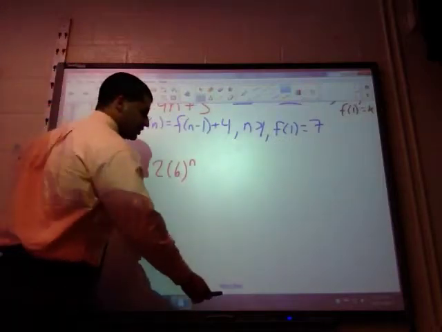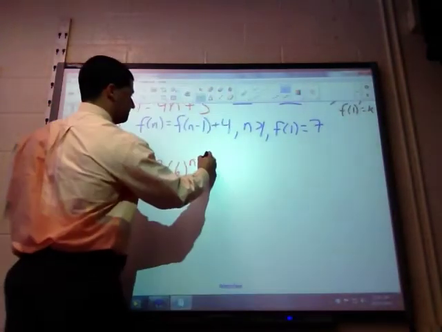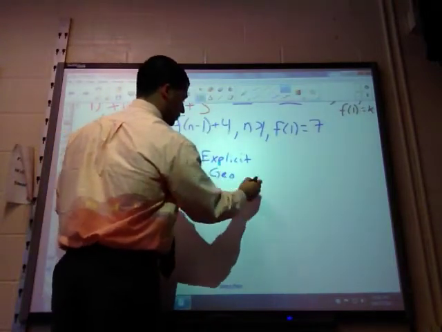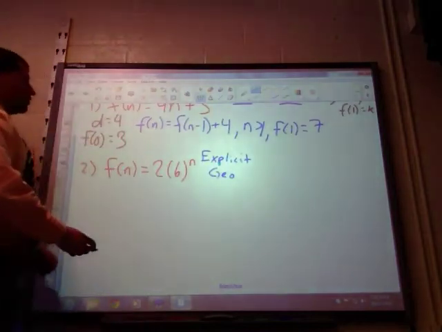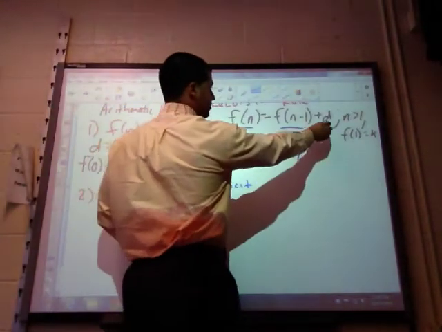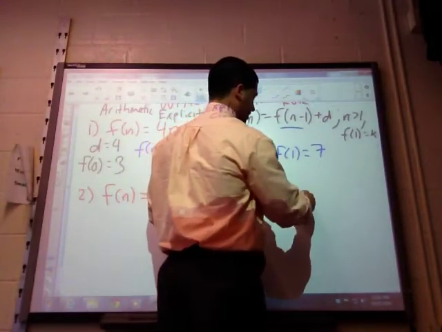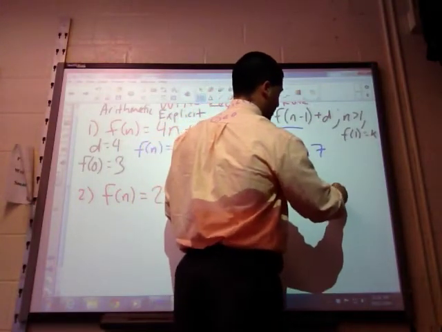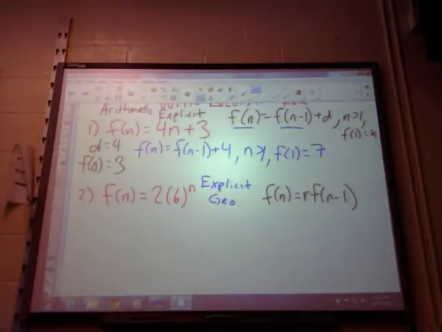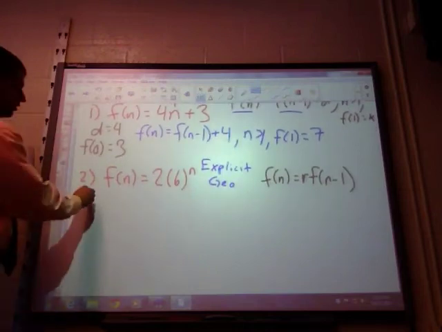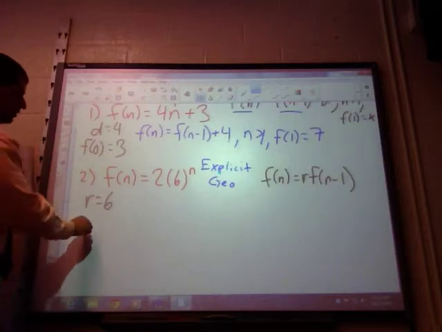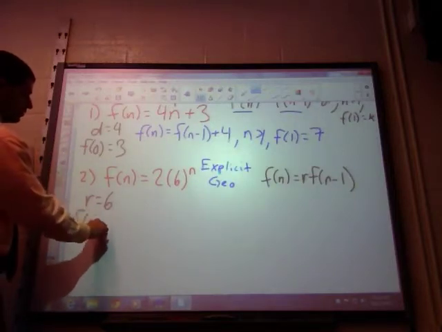So problem 2 is an explicit geometric. So we need to turn this into recursive. The difference between this and that is, instead of plus d, it would be times r. So f of n equals r times f of n minus 1. And then the rest, the n greater than 1, f of 1 equals k remains the same. So here, r equals 6, the number inside the parentheses being brought to the power, and f of 0 equals 2.